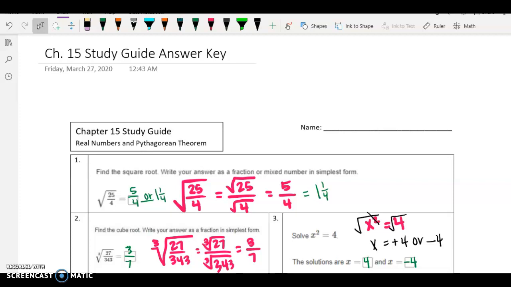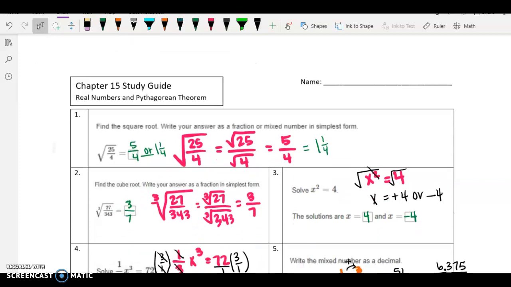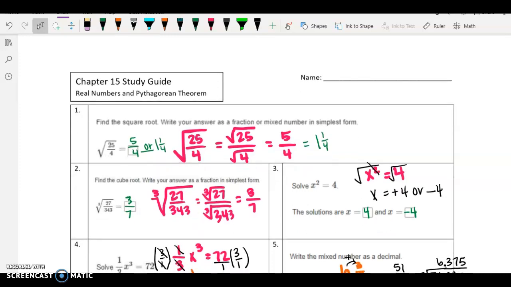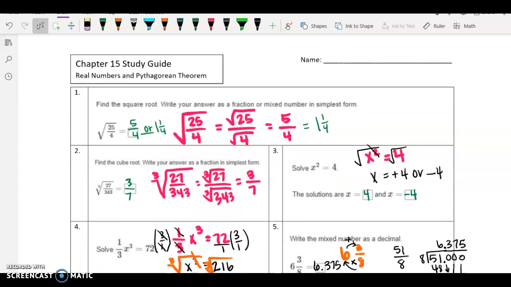Alright, let's go over our chapter 15 study guide. Number 1 asked us to take the square root of 25 over 4. That's the same thing as taking the square root of 25 and the square root of 4, and so we get 5/4. You can put your answer as a mixed number or an improper fraction, and so it should be 1 1/4.